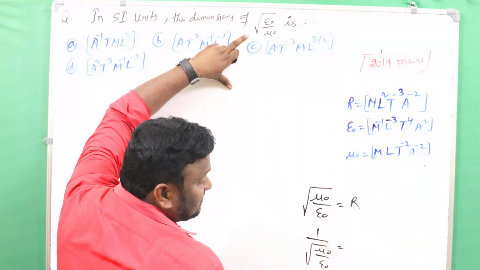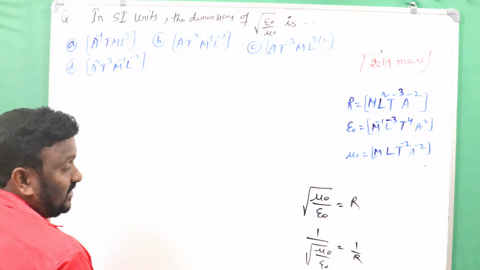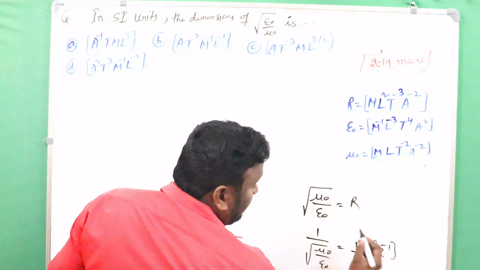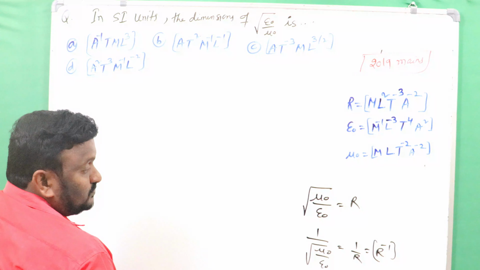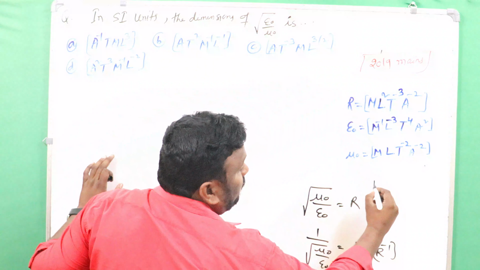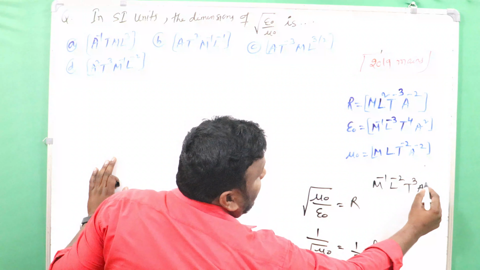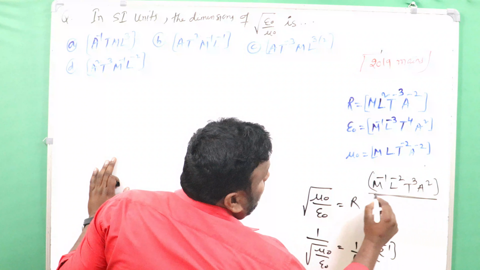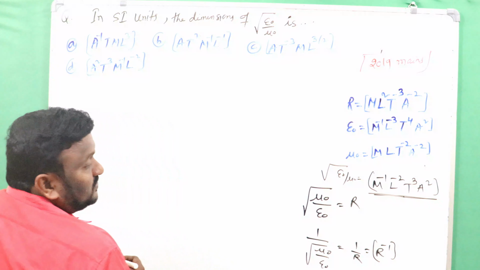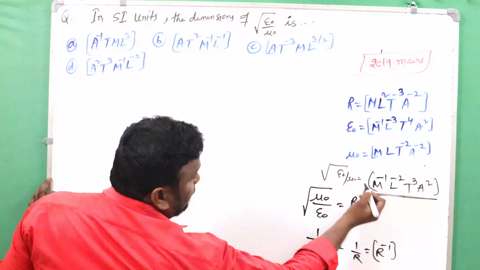That means it is simply 1 by R that we can write. So simply we get R inverse. R inverse means the R dimension formula inverted, which is M inverse 1, L to the power of minus 2, T cube and A square. So this is the dimension formula of under root of epsilon naught by mu naught. So simply here it is R inverse.